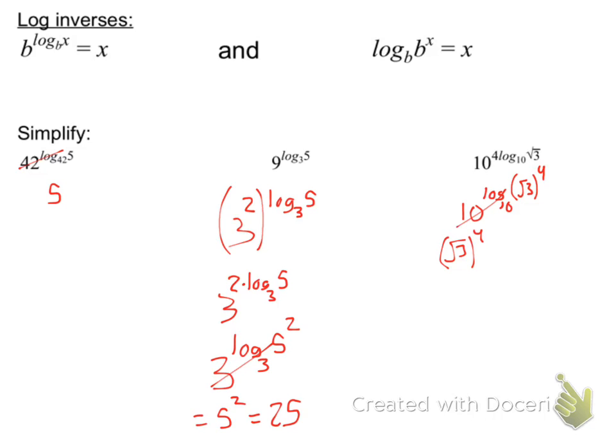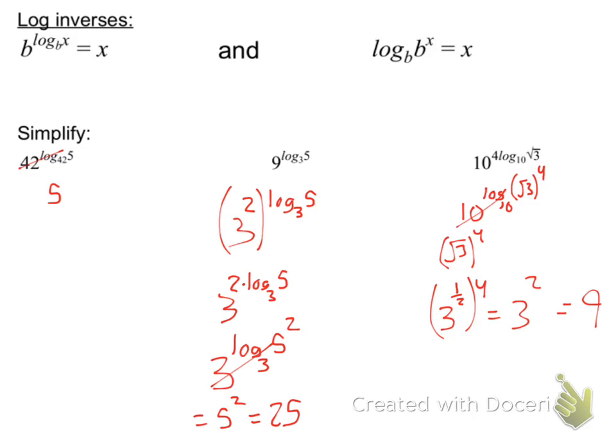You're on the right track. The square root is the same as what power? 1/2. So therefore, it's 3 to the 1/2 to the 4th power. Power over power again, you multiply. So it's 3 squared, which is 9. Done.